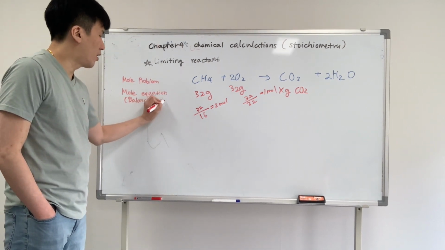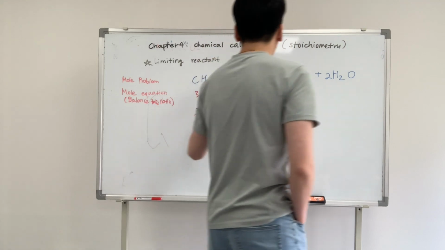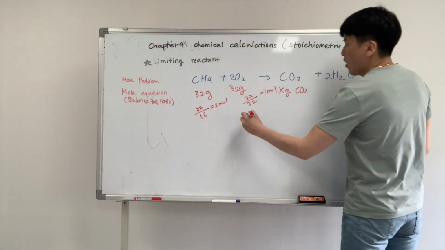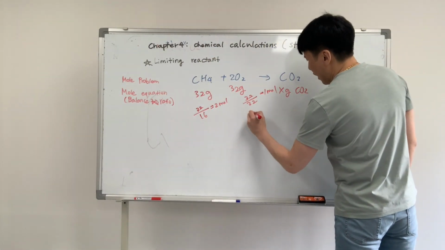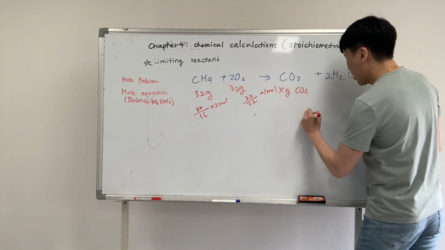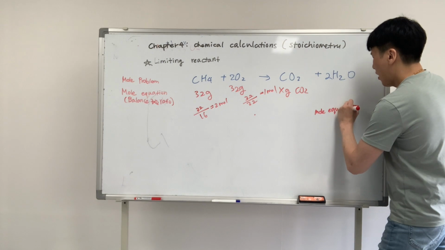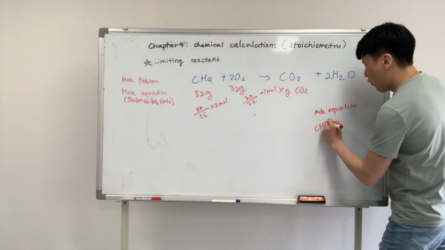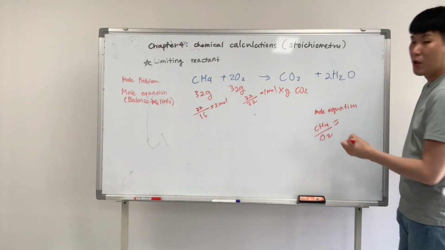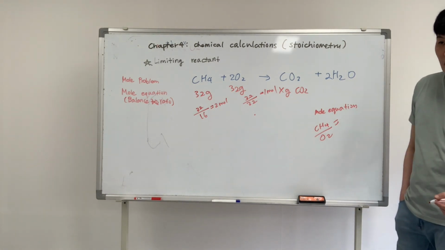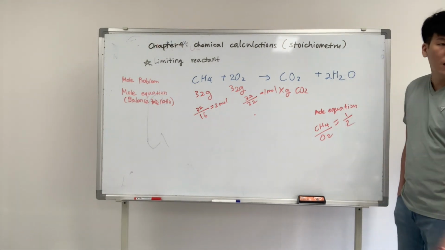Balance ratio. Let me show you. So for this problem, it's simple. I'll write the mole equation first. In this case, mole equation, it's going to be CH4 over O2. What's the balance ratio between them? 1 to 2, right? So 1 to 2, that's it.